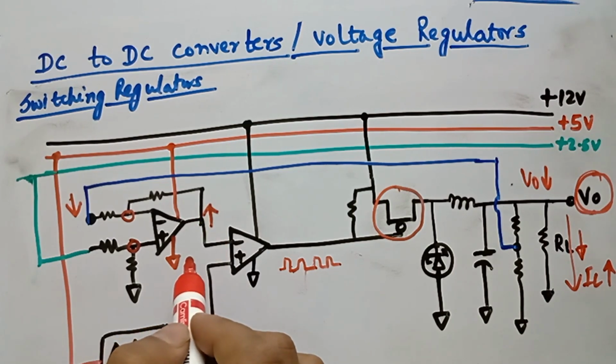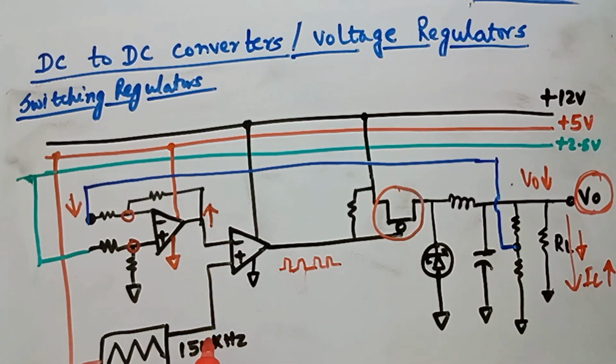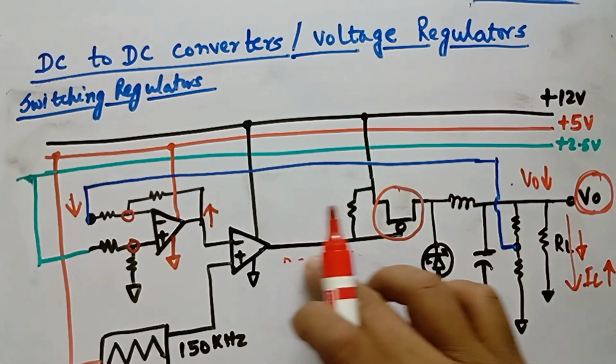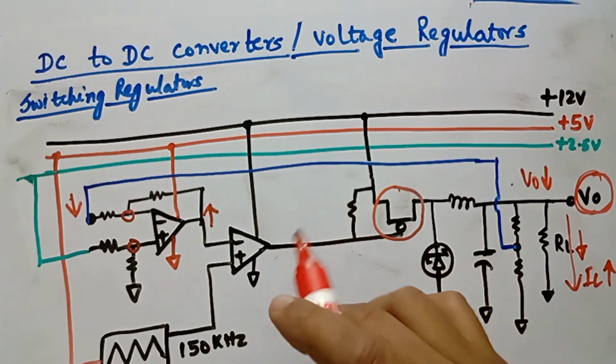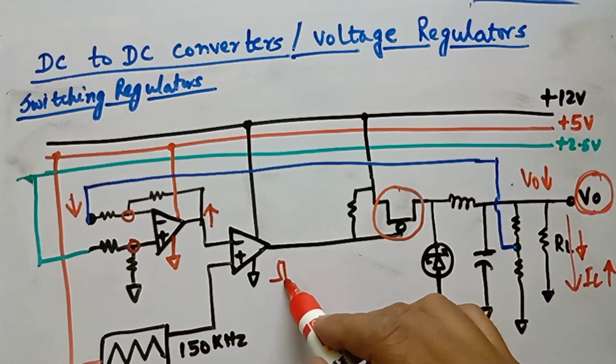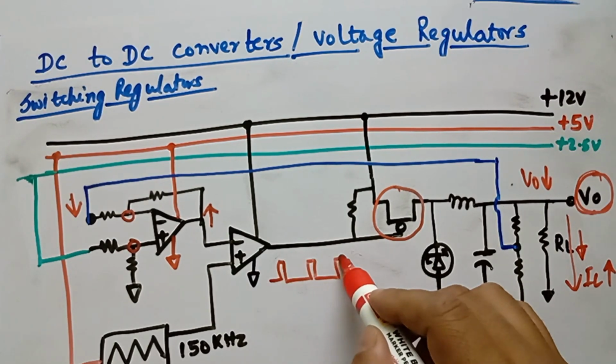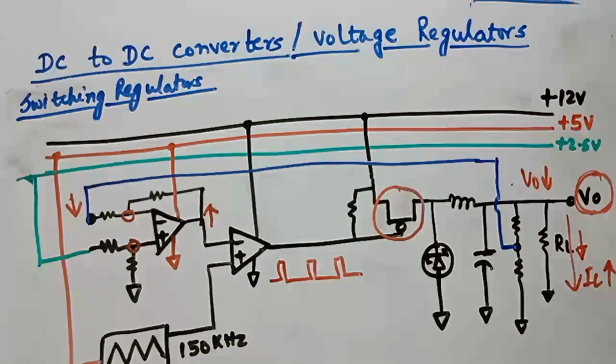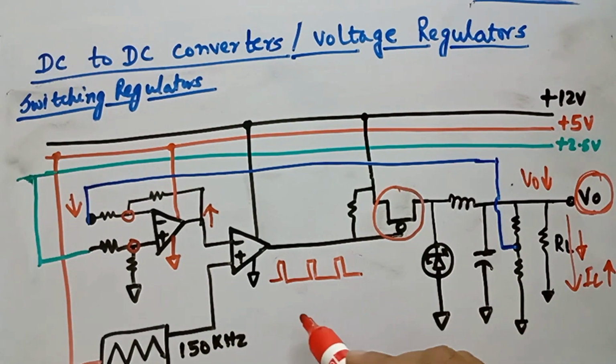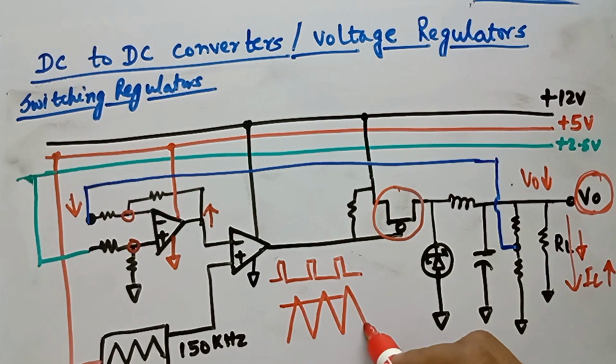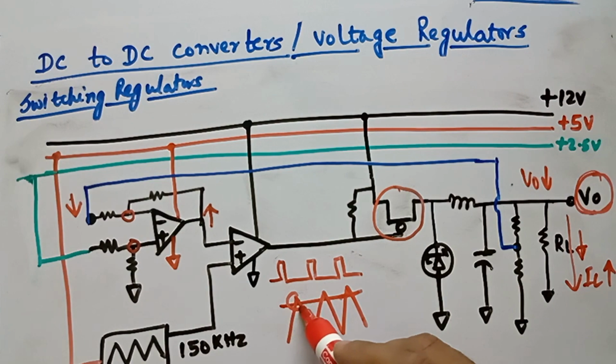So once this voltage increases, comparison with the sawtooth waveform will have a duty cycle something like this. Because remember, as I said, if the voltage is high, in comparison with the sawtooth there will be less duration of time where this remains high, therefore it becomes a low duty cycle.